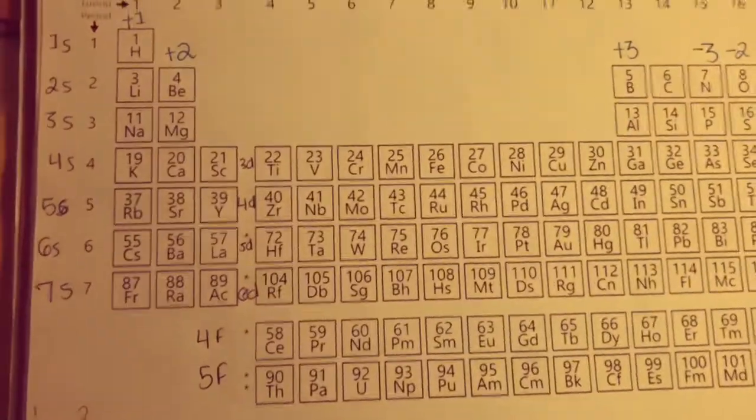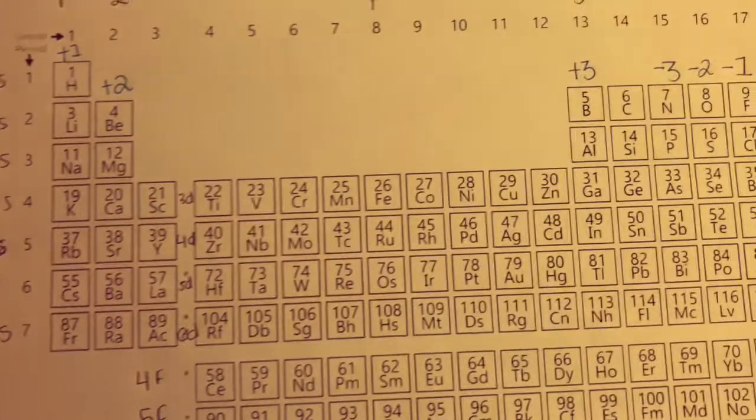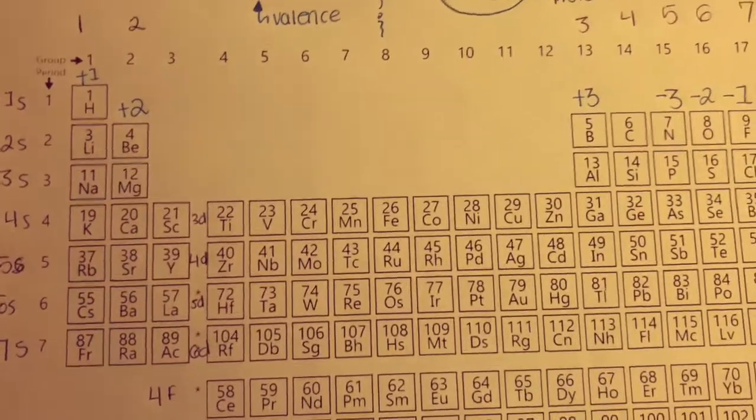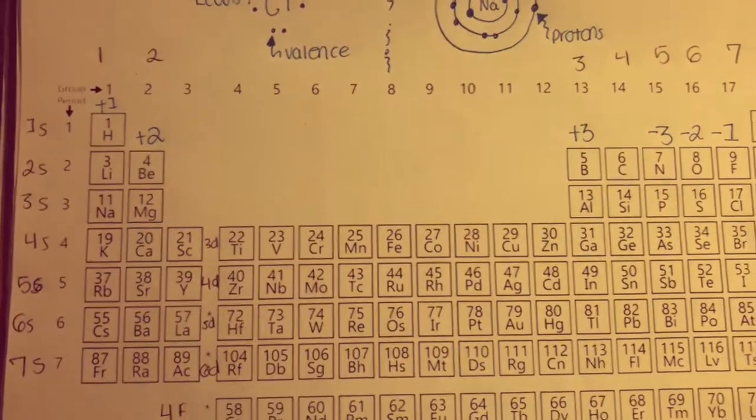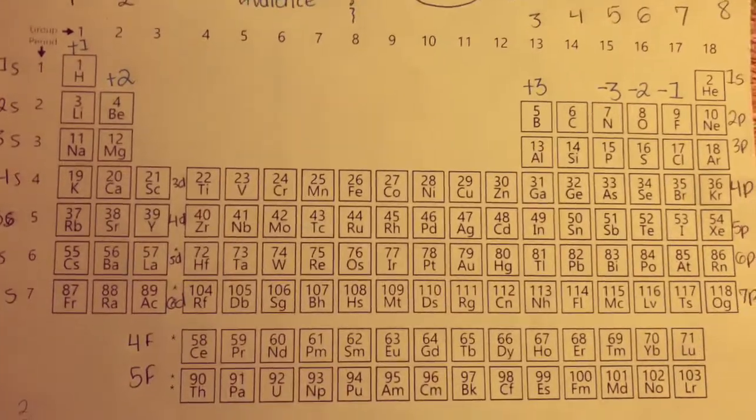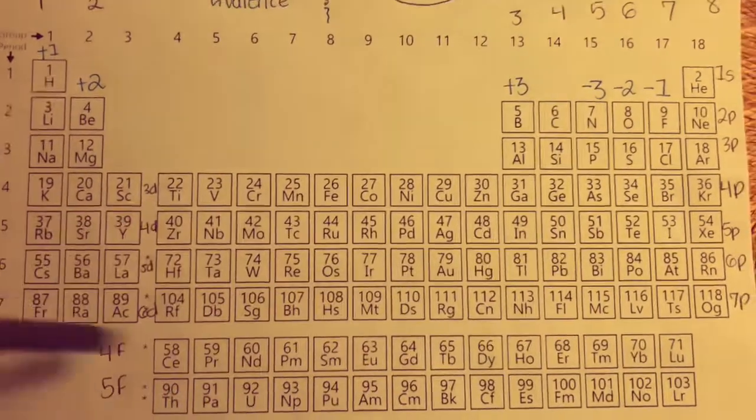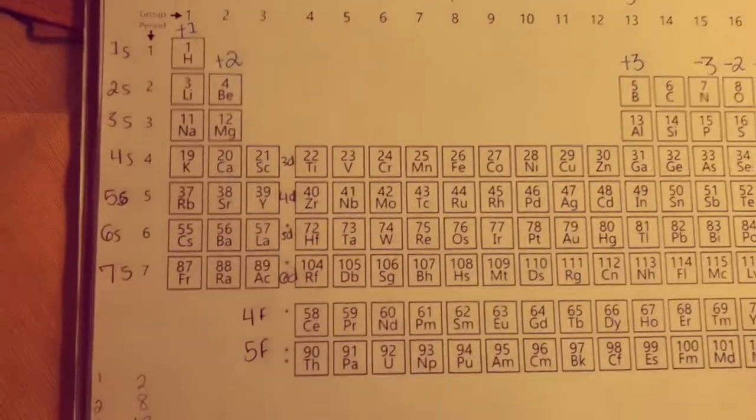Let's see what else. Also, when they give you a pair of elements and ask whether they form an ionic molecule or compound, you should remember that this only happens when you have a metal and a non-metal in order to have an ionic bond.